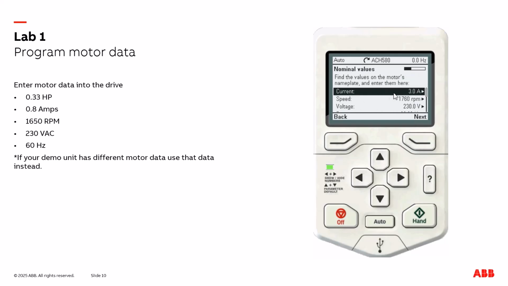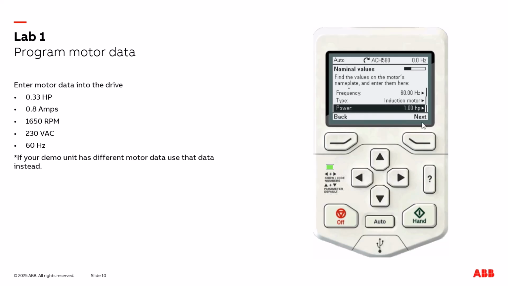And now we're going to enter in the motor data. What's a little trick here is don't hit next, hit the arrow button here. And we want to enter in 0.33 because I have a really tiny motor. If your motor has different motor data, enter in that data here. So I'm going to do, actually amps is, sorry, not 0.33, it's amps, 0.8 amps. The RPM is 1650. Voltage is 230. Frequency is 60 hertz.